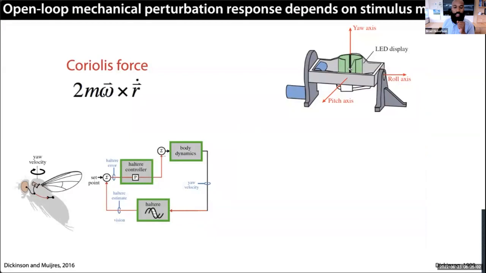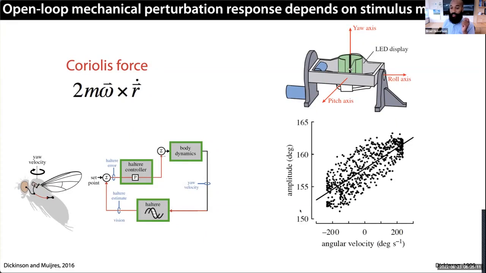And so as we increase the angular velocity, we increase the Coriolis force experienced by the fly. When you do that, what you find is that as you increase angular velocity, you get an increasing response from the fly in terms of its wing steering correctional maneuvers. Because it's basically directly proportional to the perturbation, the idea from these experiments is that the haltere is basically purely a proportional controller.